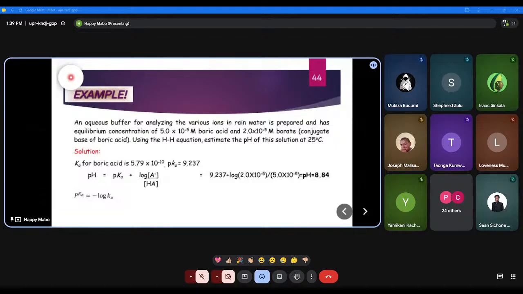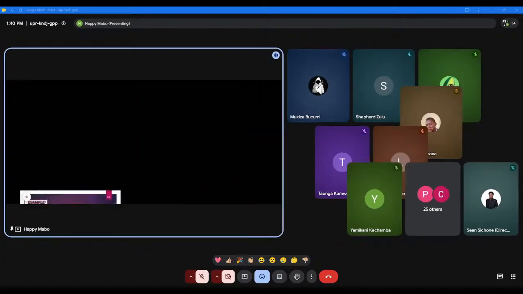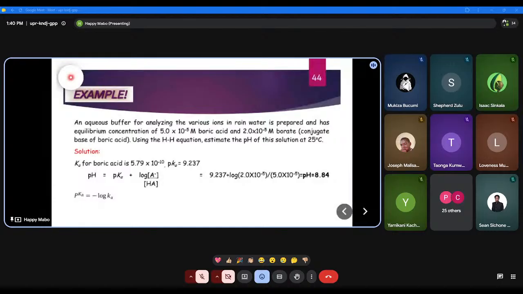The example that we might want to look at is an aqueous buffer for analyzing the various ions in rainwater. It is prepared and has equilibrium concentrations of 5.0 times 10 to the power negative 5 molar boric acid, and 10 to the power negative 5 molar borate. So borate is the conjugate base of boric acid.